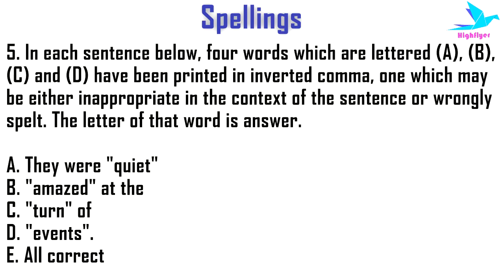Then let's see the example of the third type. Now here a single sentence is broken into 4 parts. In each sentence below, 4 words which are lettered A, B, C and D have been printed in inverted comma. One which may be either inappropriate in the context of the sentence or wrongly spelled. The letter of that word is the answer. So you have to find from these words which are given below within the inverted comma, the word which is wrongly spelled. The first question gives, they were quite amazed at the turn of events.